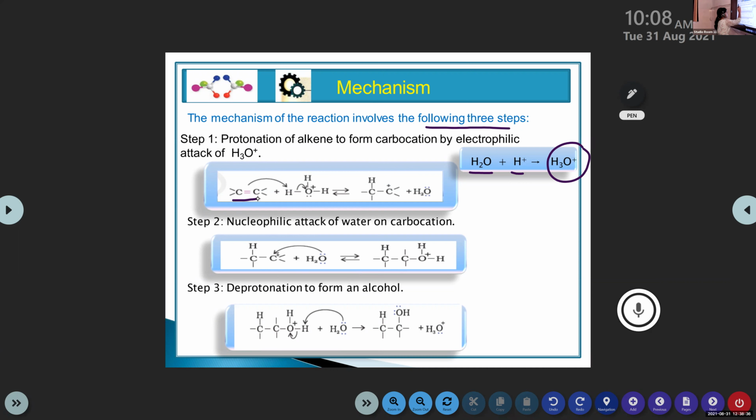So here one alkene reacts with H3O+. The same H3O+ is arranged in this way: 3 hydrogens and 1 oxygen with plus charge. And here we are taking this hydrogen towards the alkene. That is protonation of alkene. Proton means, in the case of hydrogen, only 1 proton is there, so hydrogen is considered as 1 proton. So we are taking 1 hydrogen towards this alkene to form the carbocation. This hydrogen goes towards this carbon.